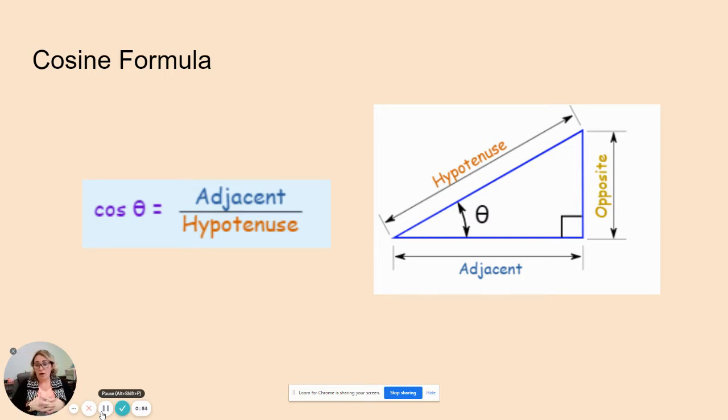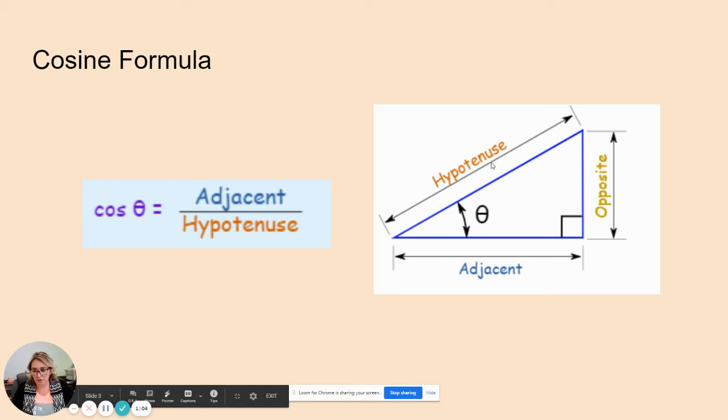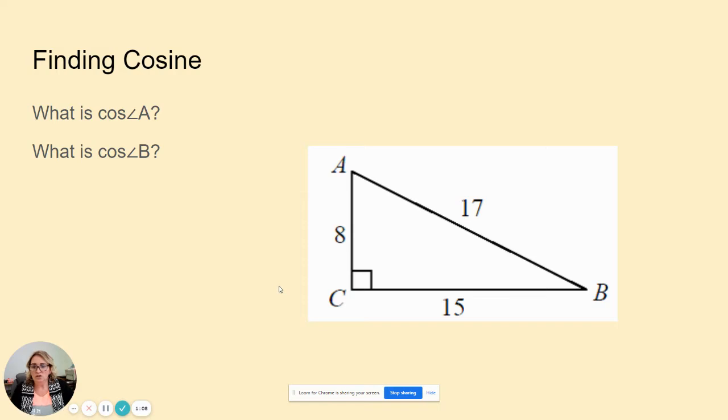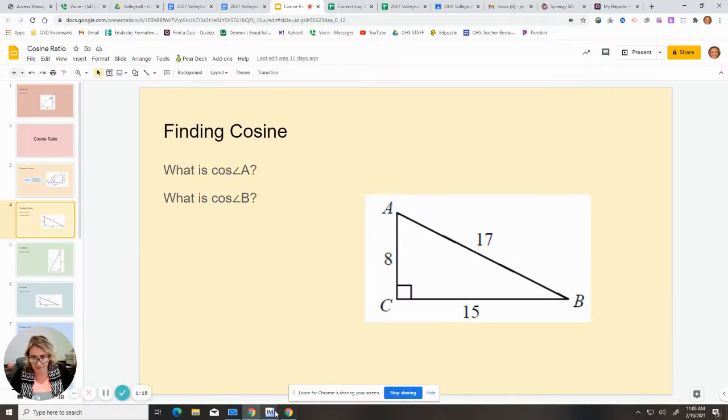Hopefully identifying the opposite, adjacent, and hypotenuse is getting more and more simple for you. Remember, the hypotenuse is always directly across from the 90-degree angle, and it is always the largest side. So we are just going to go through and do some ratios, the same thing we set up with tangent and with sine, figuring out just how to identify our sides.